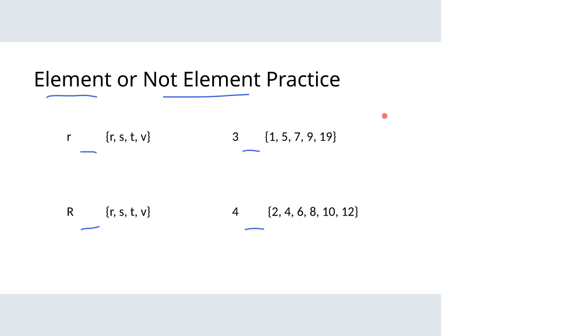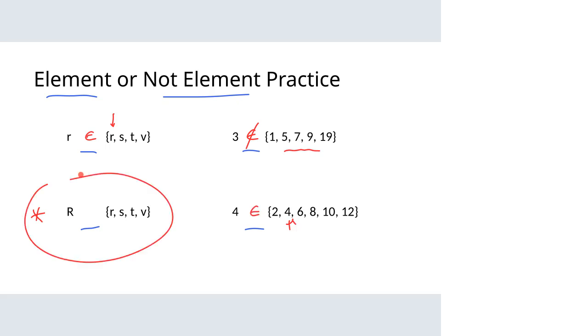All right, so this first one here, R either is or is not an element. Well, it's in there, so R is an element of the set RSTV. And you can let me know if you have questions about any of these. 3 is not in there, so 3 is not an element of the set 1, 5, 7, 9, 19. We'll come back to this one. 4, it's in there, so 4 is an element of that set.